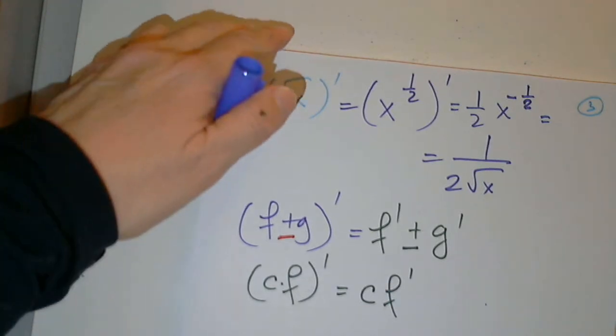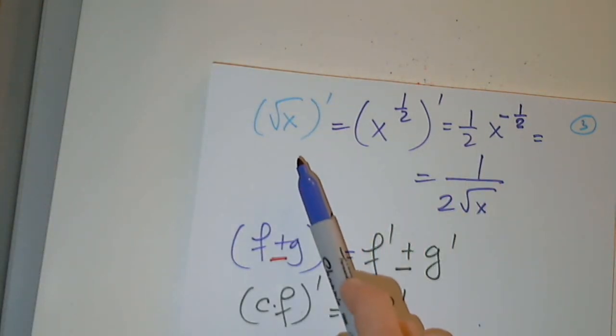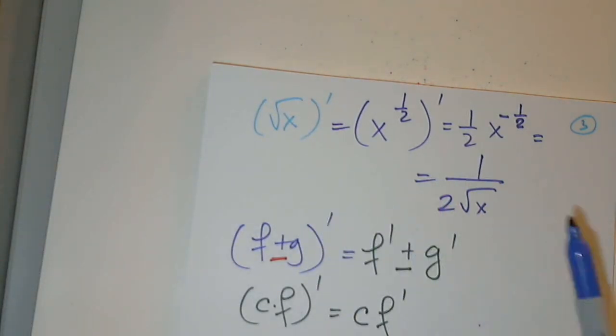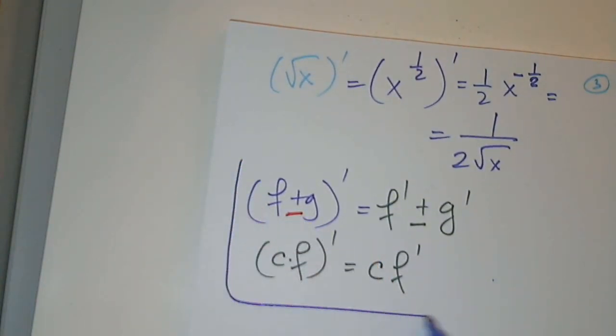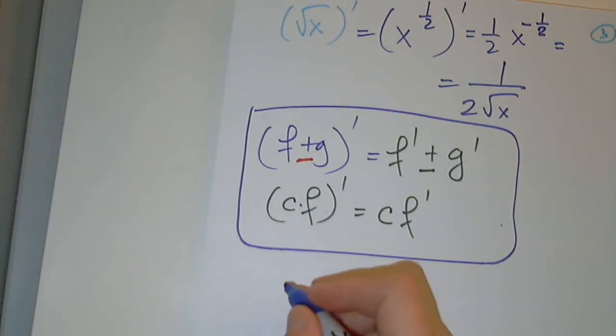Okay, so we know how to differentiate the square root of x. We know how to use the power rule. We know what happens when we add or subtract functions, when we have a sum of two functions or a difference of two functions, and we need to differentiate that to find the derivative. We know how to differentiate a constant times a function. And now I would like to talk about e to the x.